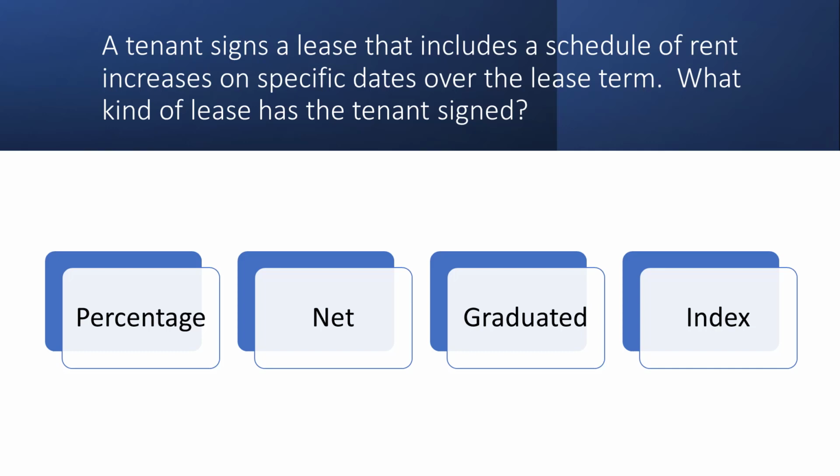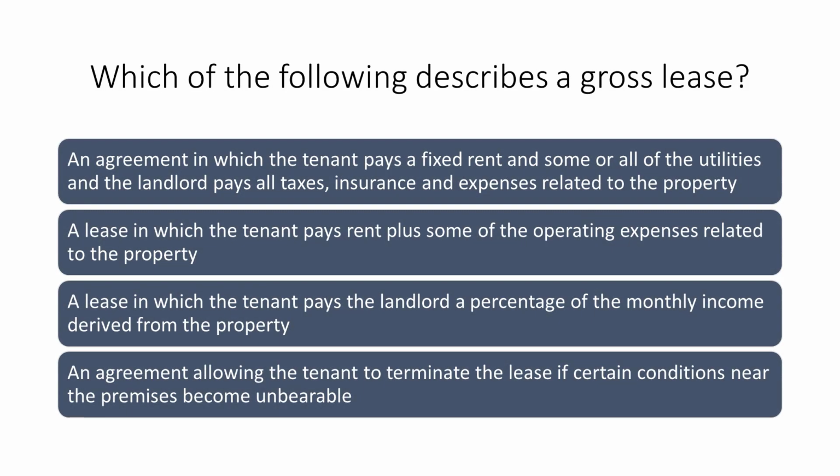And the answer is, just like it sounds, C. Graduated lease. An agreement in which the tenant agrees to pay predicted regular increases during its term is called a graduated lease. And our last question is going to be, which of the following describes a gross lease?